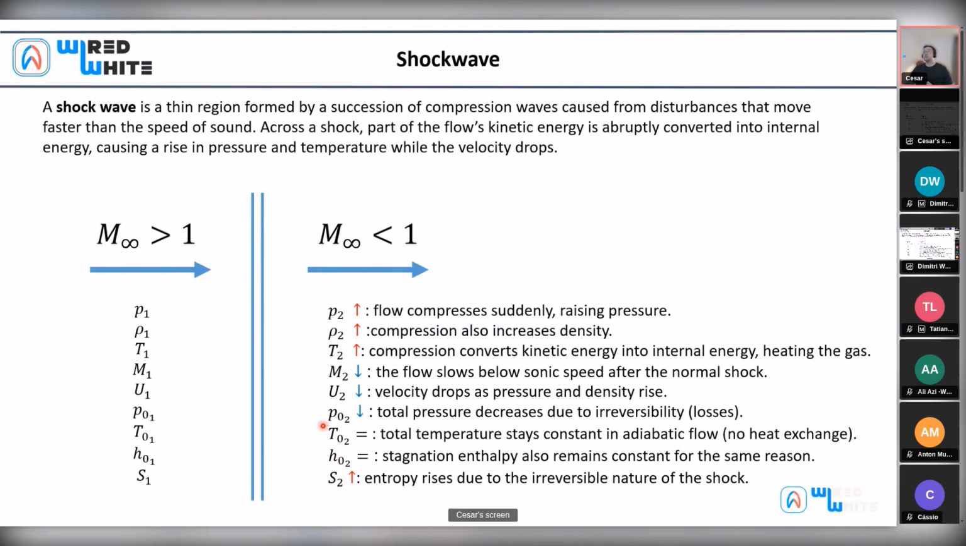And then it is important to understand that this reaction is so quick, so sudden, that there is no heat exchange with anything else, right? So it is an adiabatic flow, and therefore total temperature and stagnation enthalpy remain constant because of this. And because the temperature has increased, we have converted mechanical energy into thermal energy. There is also an entropy rise.